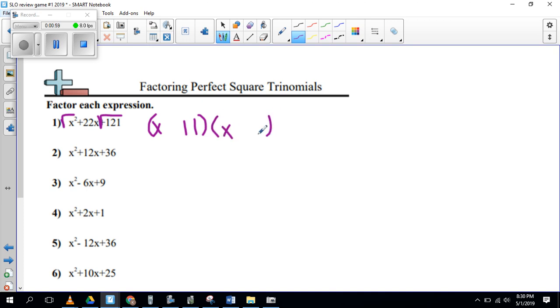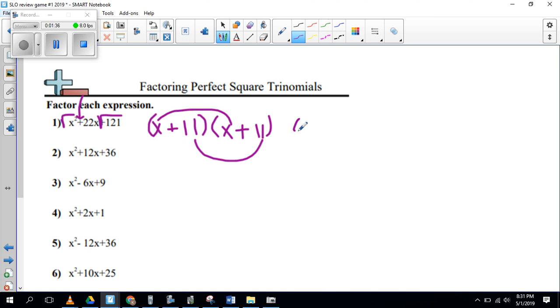Now, with a perfect square, you could do it like this. x and 11. Because x times x gives us x squared, and 11 times 11 gives us 121. And then we take the sign of the middle term for both of them. So it's plus and plus. So x plus 11, x plus 11. And think about it. Remember when we were factoring the last term? If we multiply 11 times 11, we get 121. And if we add a positive 11 and a positive 11, we get a positive 22.